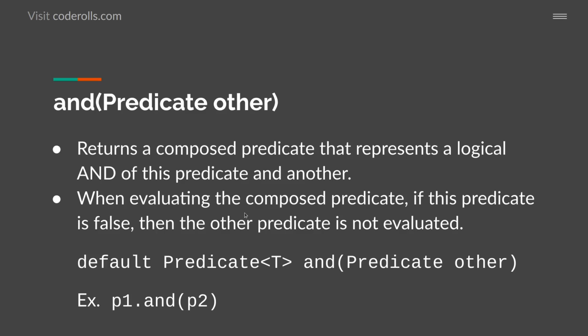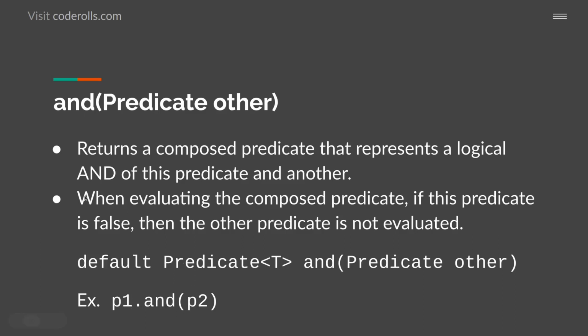Now we will see the and method. The and method represents the logical AND operation. So it returns a predicate that represents a logical AND of this predicate and another one. So you can check in the example that p1 and p2. It will return a predicate that represents the logical AND between p1 and p2.